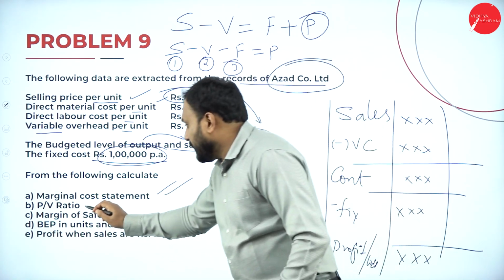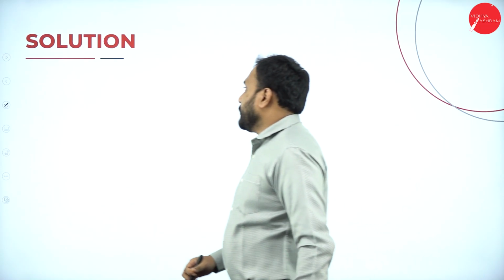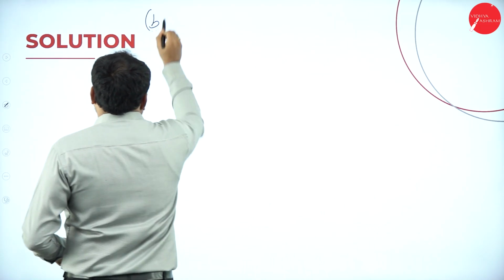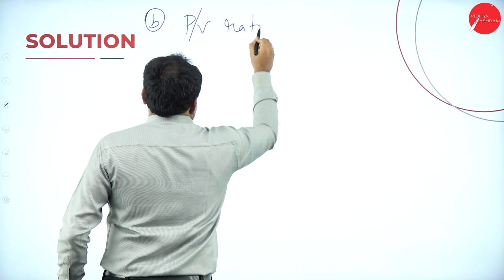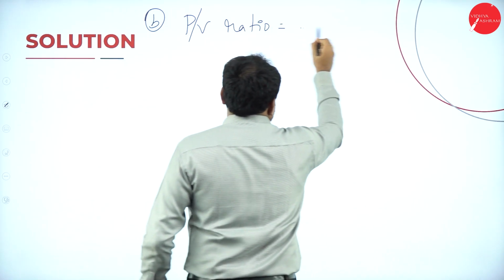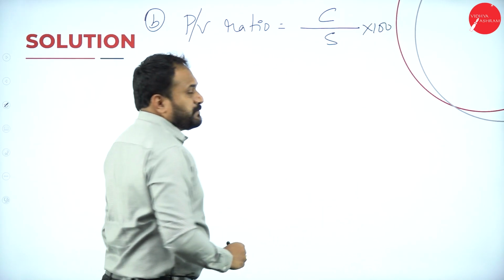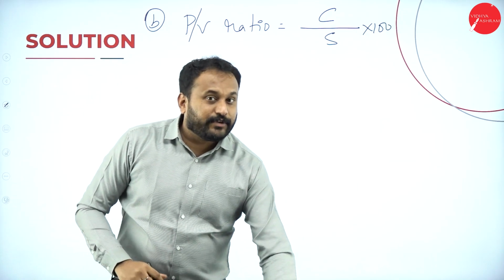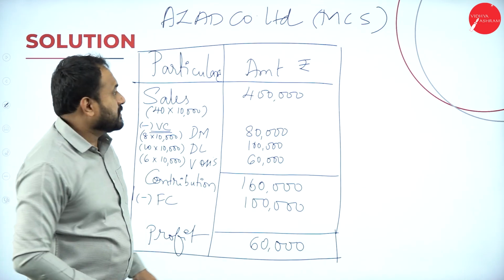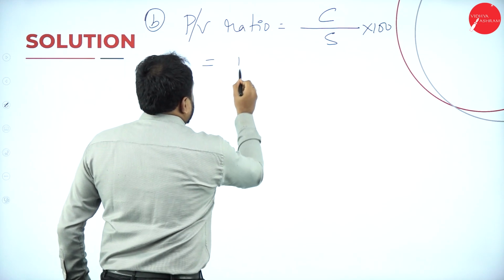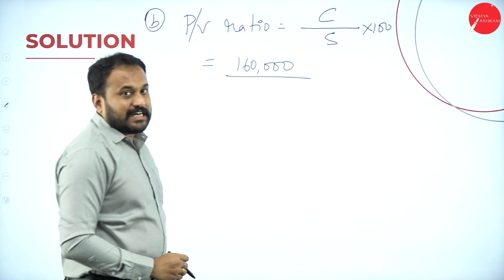Next is what? PV ratio and margin of safety. Now we'll go with PV ratio. B. PV ratio is equal to C by S into 100. Now what is my contribution? Now we have only got it in our statement. Contribution is 1,60,000. So I'll write here 1,60,000 divided by, what is our sales?